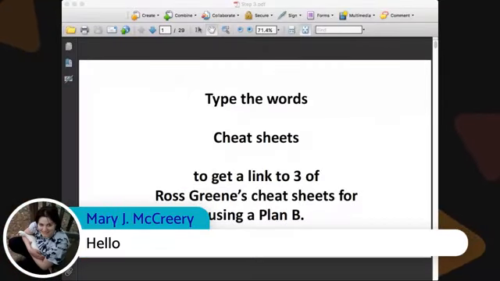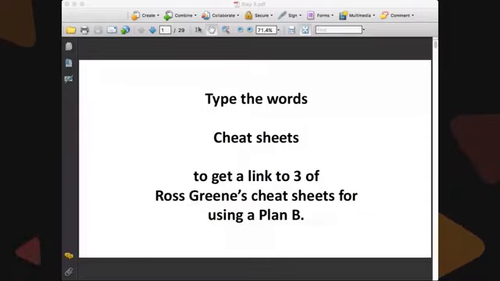Let me go through our little set things here. It's always like, okay, what do I do next? How do I bring up the next thing?